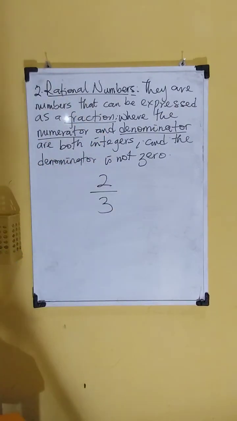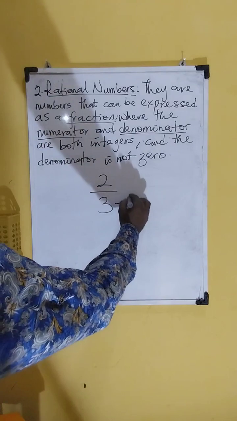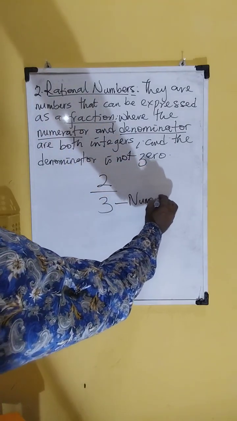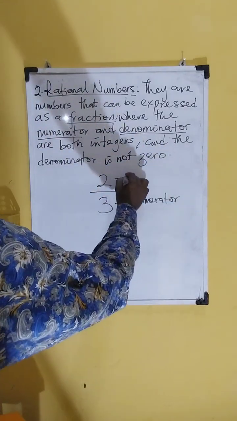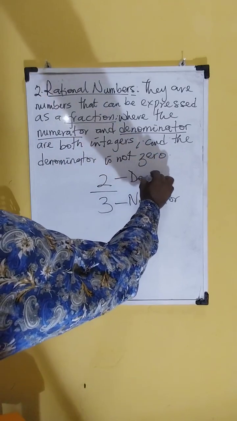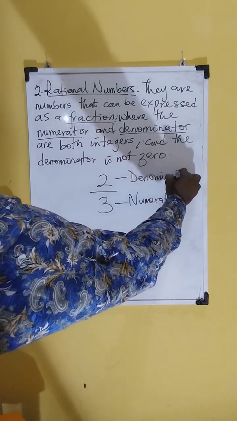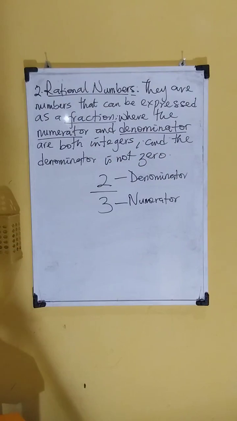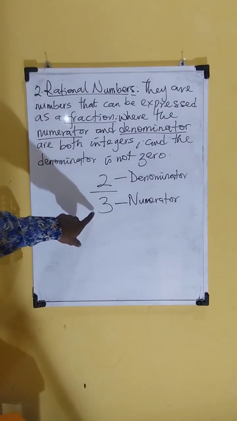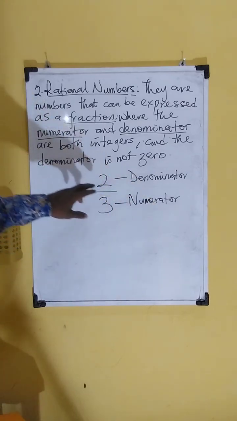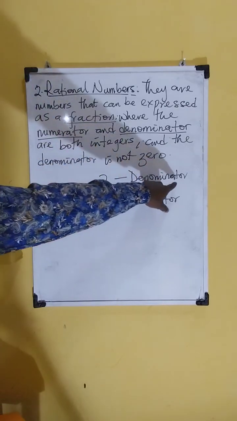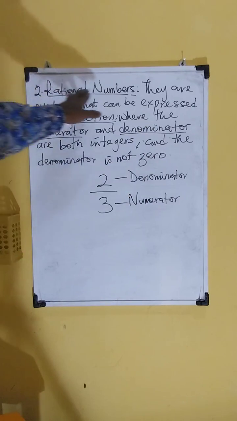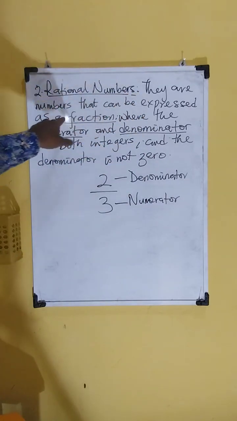2/3. This is the numerator. This is the denominator. So you can understand it. The number below is the numerator. The number above is the denominator. So rational numbers, they are expressed as fractions.